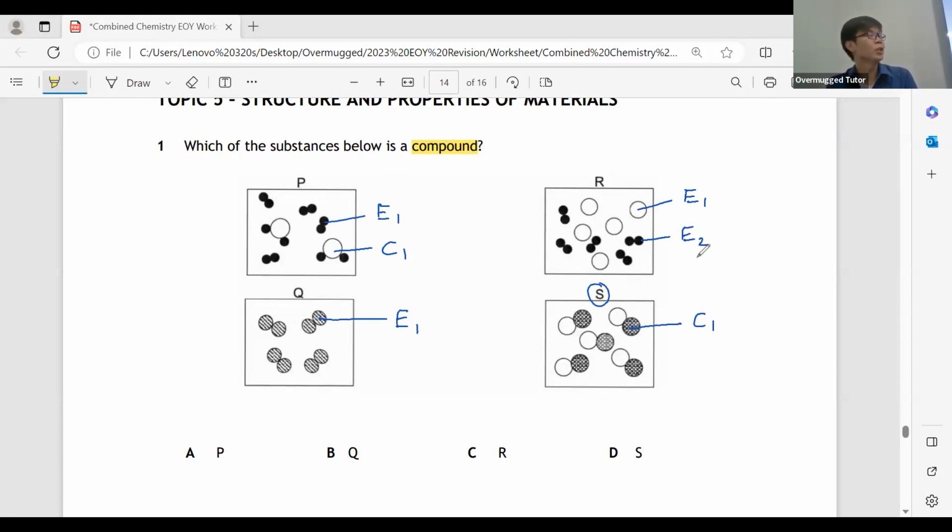So that's why the key thing is to differentiate between elements and compounds first. Mixture is more of an overview. Do you see two or more substances inside or not? Yep, answer is S.